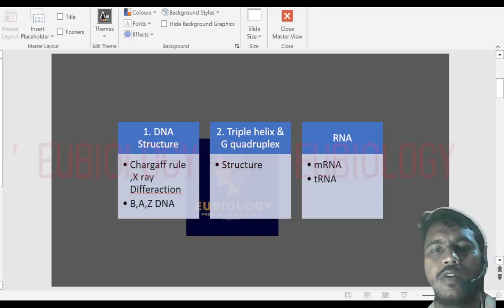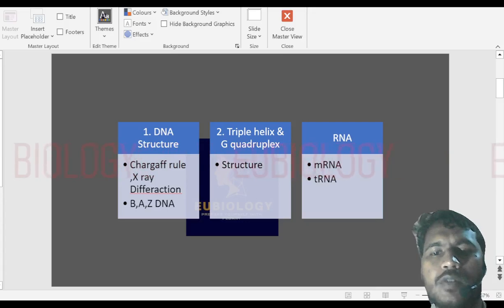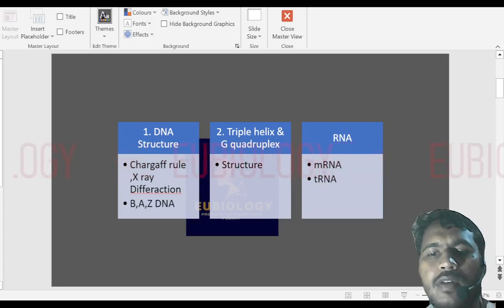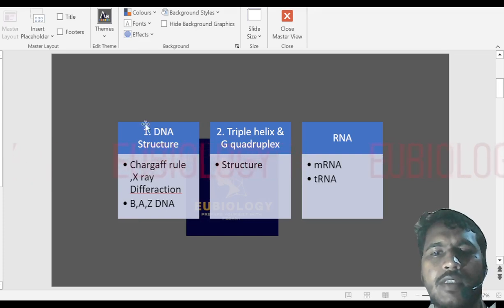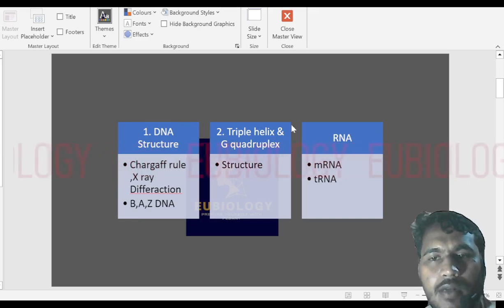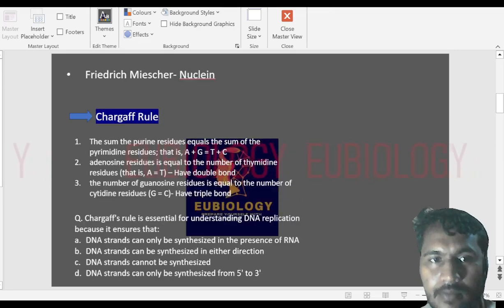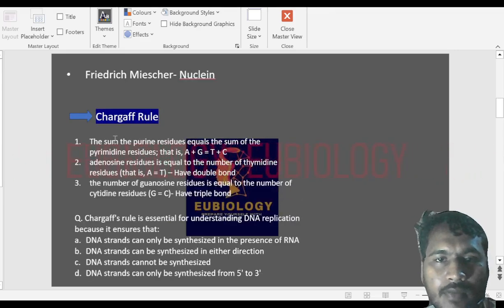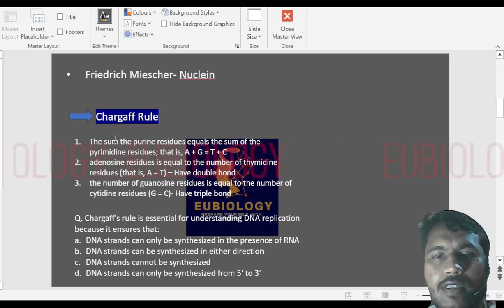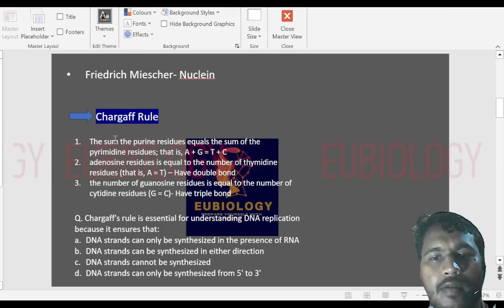Today's lecture is about what? The nucleic acid. In today's lecture, we will cover the following things. The DNA structure we are going to see, the triple helix or G tetraplex, and RNA we are going to cover. So, Chargaff rule, by the help of the Chargaff rule and the X-ray diffraction, Watson and Crick give the model for the DNA.